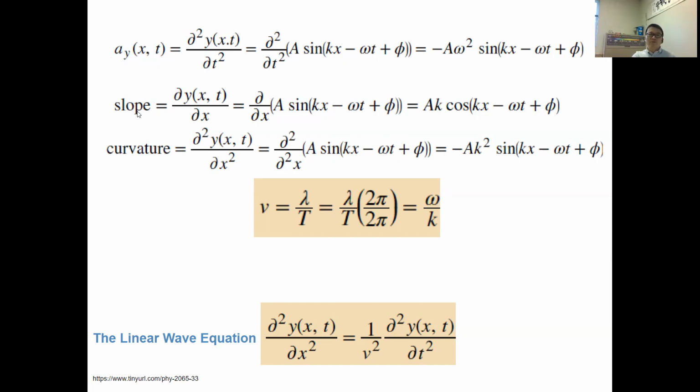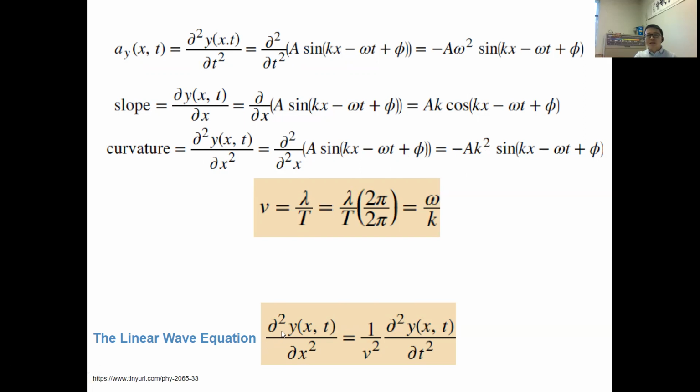Now, the slope of the wave is the partial derivative of the wave function with respect to the position x. That gives you the slope. If you take the double derivative of the wave function with respect to x, it gives you the curvature. Looking at the results, these two are both sine functions, so they are related to each other.